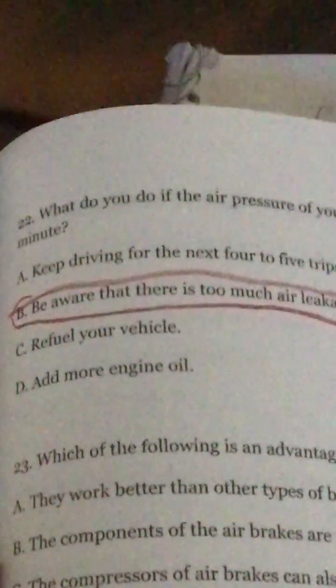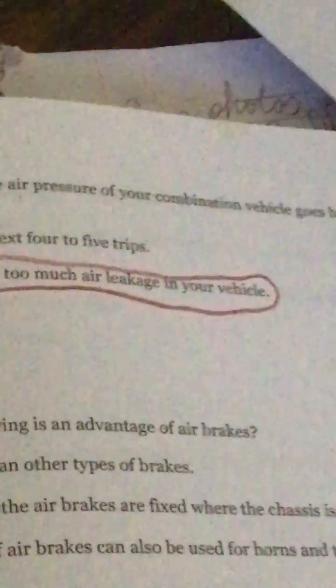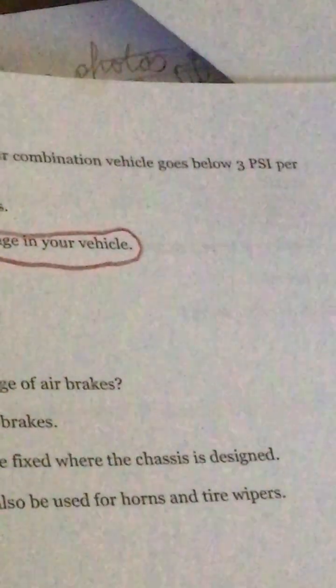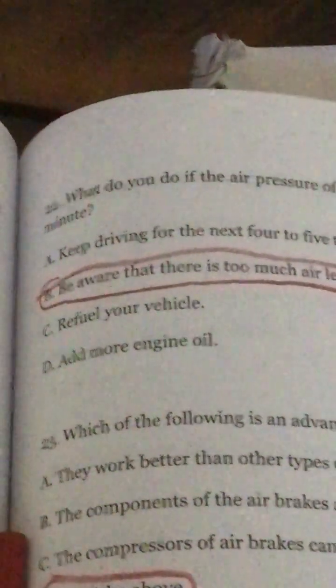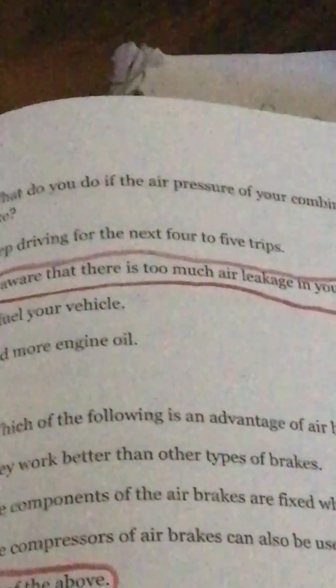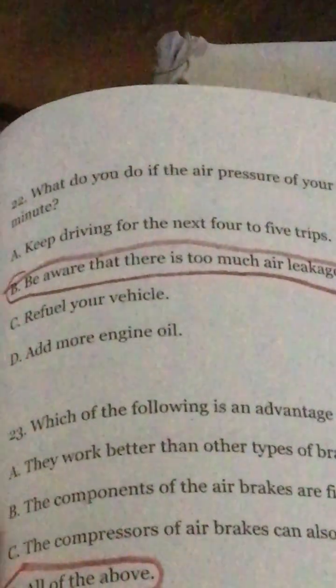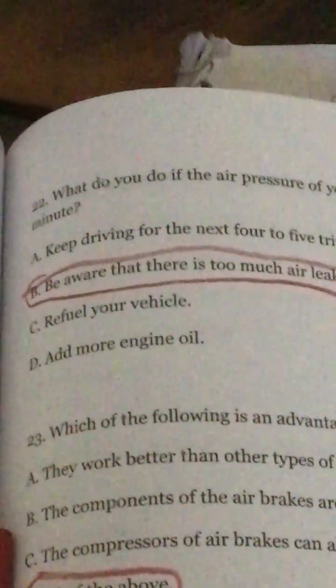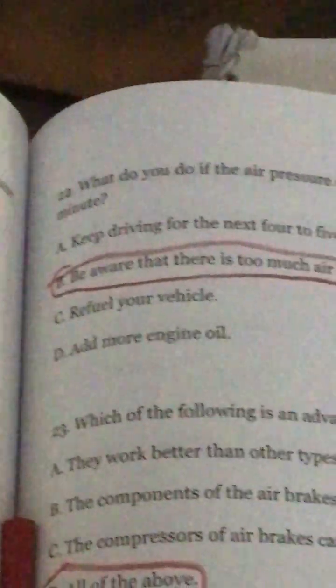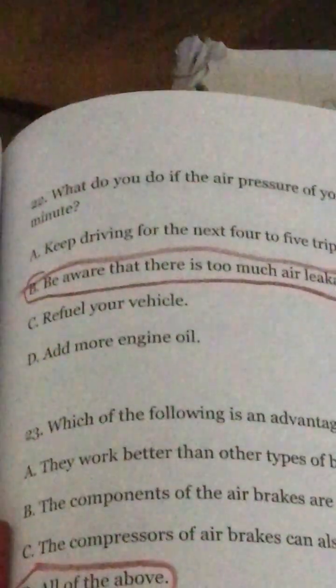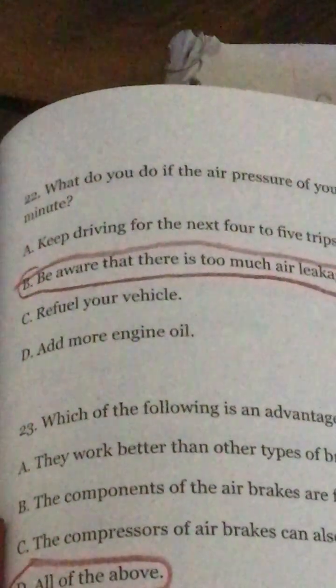Page 319, number 22. What do you do if the air pressure of your combination vehicle goes below 3 psi per minute? A. Keep driving for the next 4 to 5 trips. B. Be aware that there is too much air leakage in your vehicle. C. Refuel your vehicle. Or D. Add more engine oil.